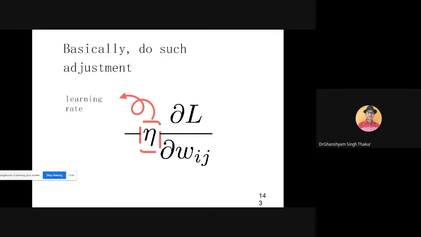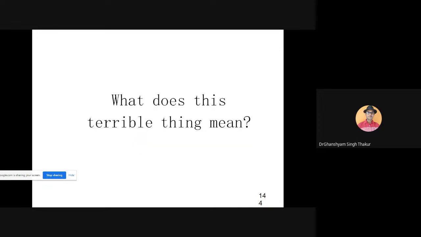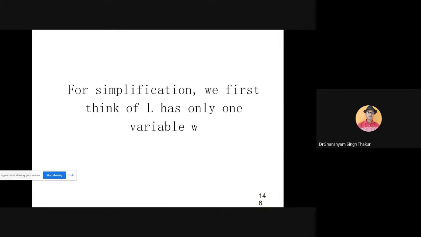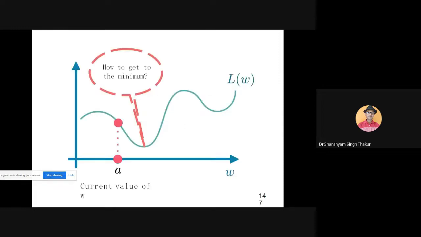Learning rate times del L upon del Wij. What does this derivative mean? Remember that L is a function of weight 1, weight 2, and so on. The smaller it is, the better. For simplification, we first think of L as having only the variable W. So how do we get the minimum?